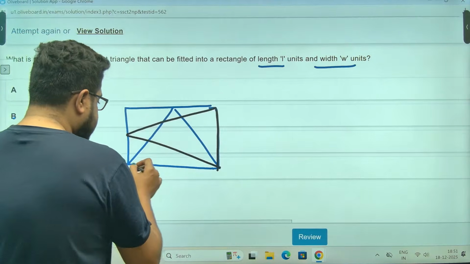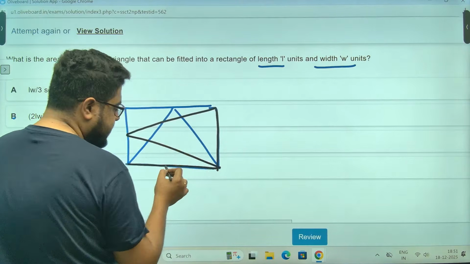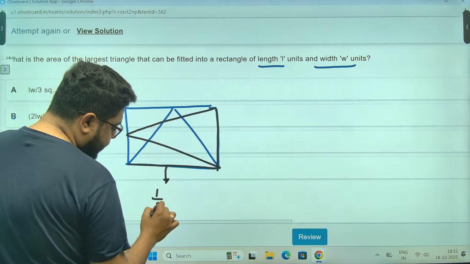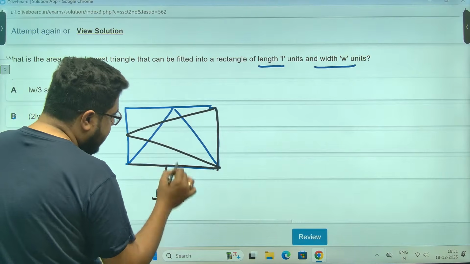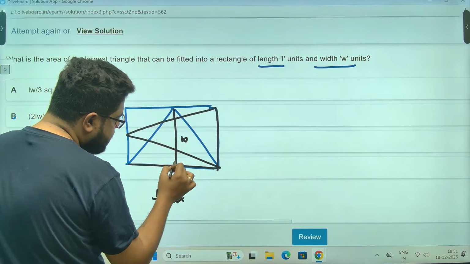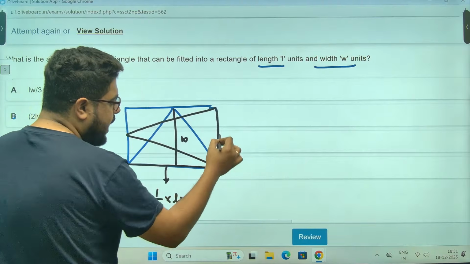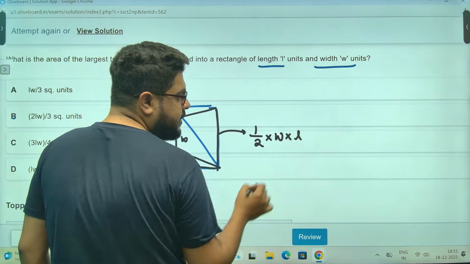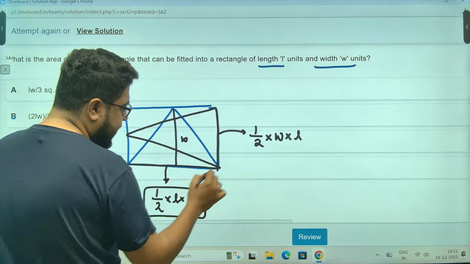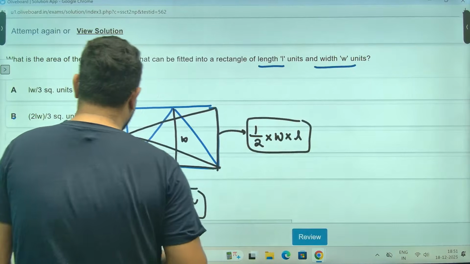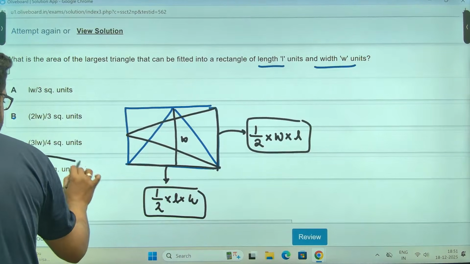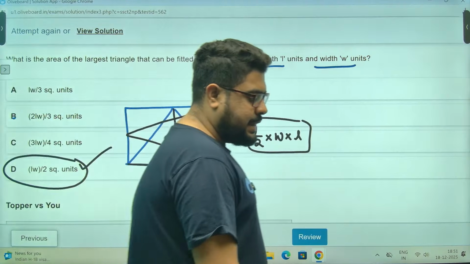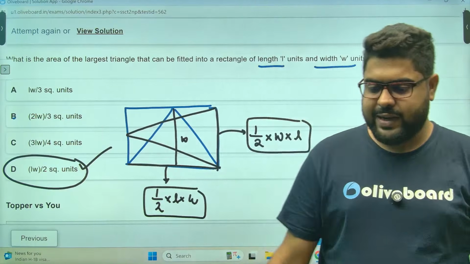Why? If I take L as the base, then half into L is the base and the height is W. Here also, half into W is the base and the height is L. So in both situations, the area is half WL. Option D, sir. That is most definitely your correct answer.